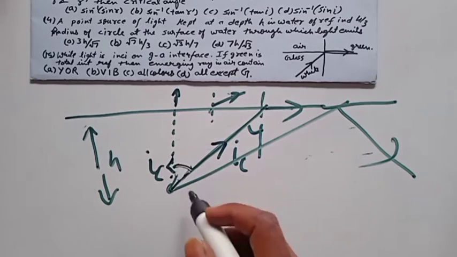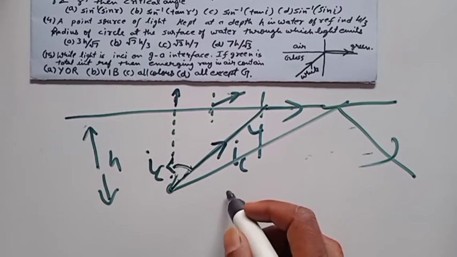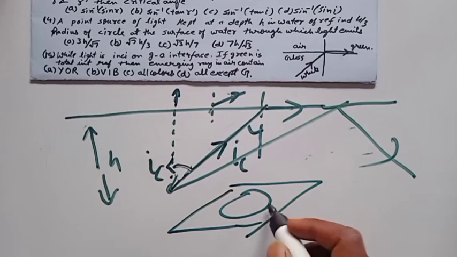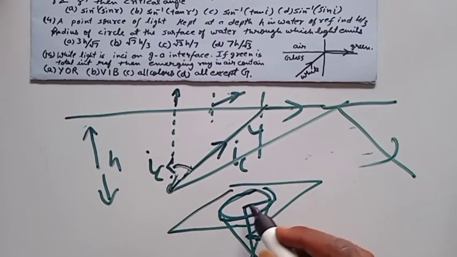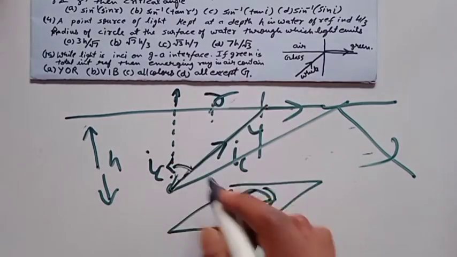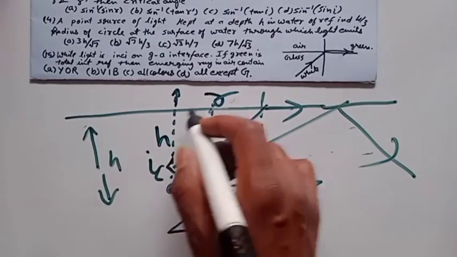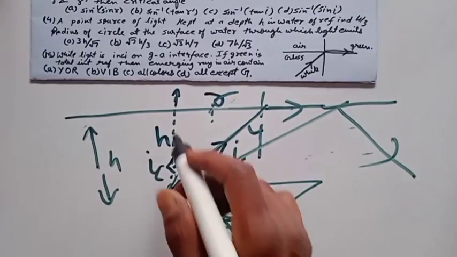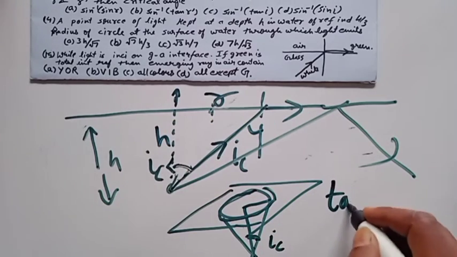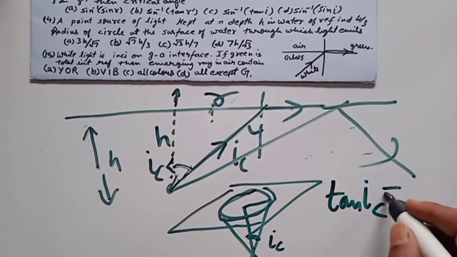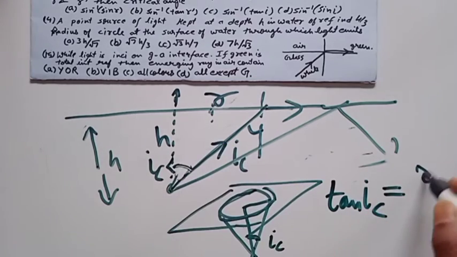But in 3 dimensions, this is not a 2D figure. In 3 dimensions, it will look something like this. This is that angle, IC. So, it will form a circle here. There is a cone of light, and we will see a circle here. So, we have to find the radius of this circle. This is that radius, this is that h, and here it is. So, we can directly apply perpendicular upon base, that is tan. So, tan IC is equal to R upon H.